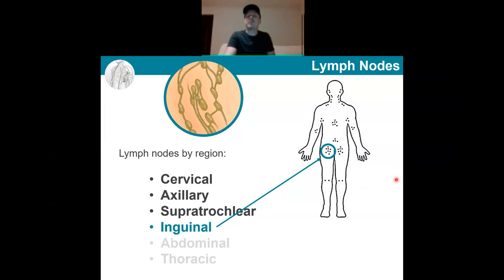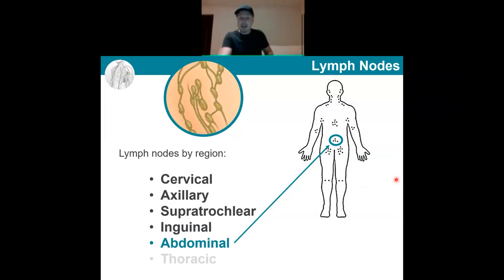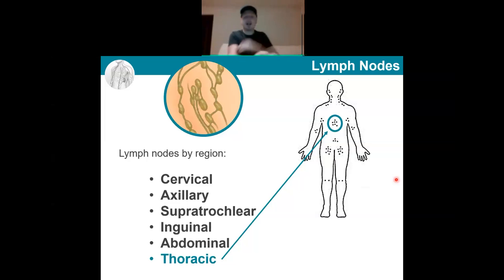Obviously, for obvious reasons, we don't really go and check these normally, but if we have no other option, that might be one site to find lymph nodes. Also at the abdominal area and at the thoracic area. Usually these are easily accessible, so we can feel them and we can find out if the lymph nodes are enlarged, if they're sensitive to touch. That's what we want to do in a clinical sense.